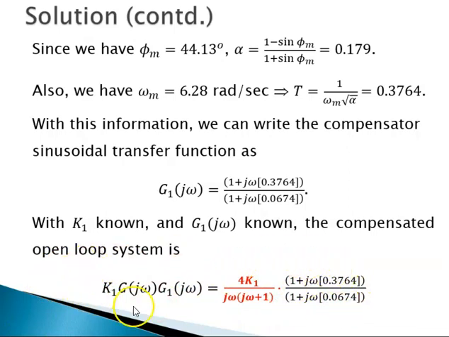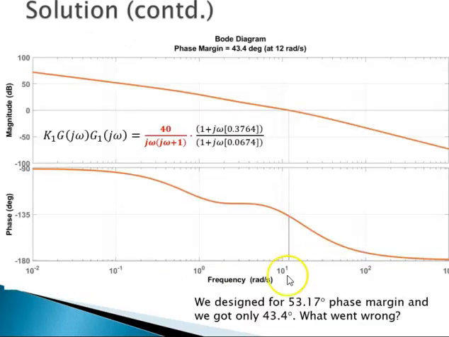Next, we plot the Bode plot for this transfer function and see if the requirements are met. And this we show in the next graph. Next slide. We saw that the system is stable. Phase margin is 43.4 degrees. Fine. But still, we designed for 53.17 phase margin and we got only 43.4.